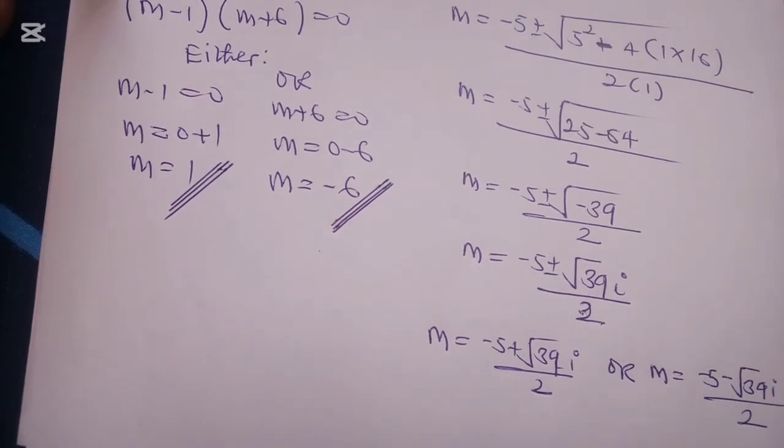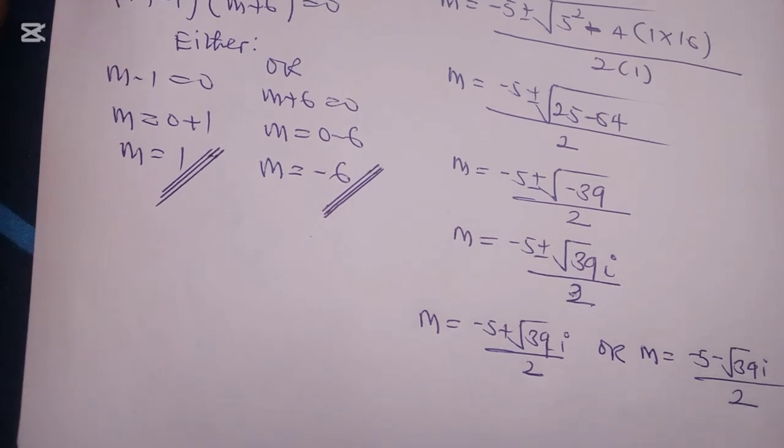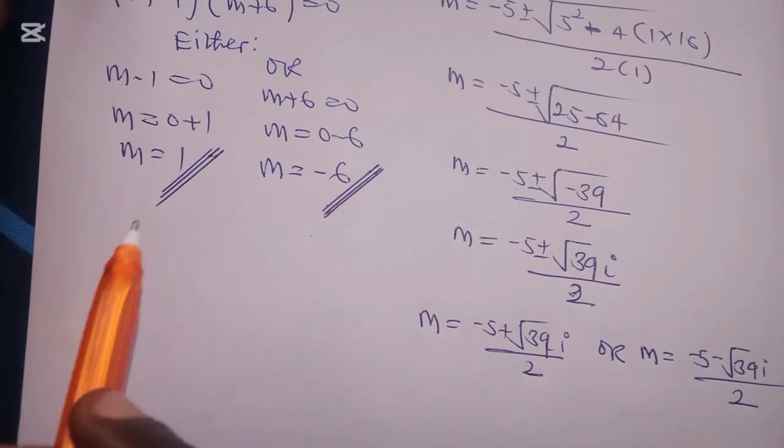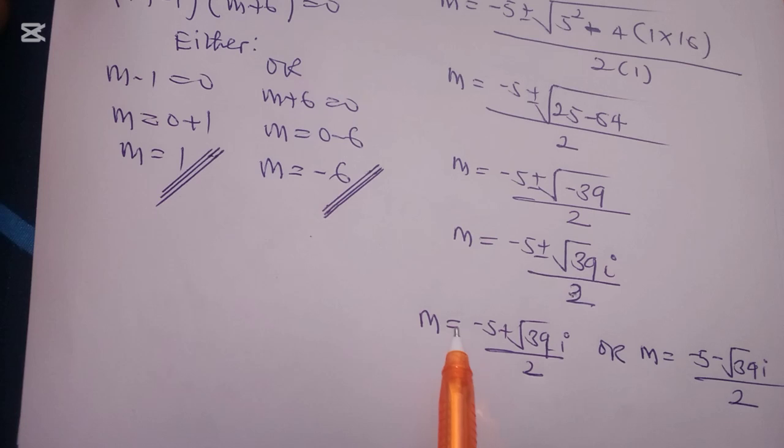So these are the 4 possible values of m that we have to find in respect to this problem that we are given. The first one is m equals 1, this is m equals minus 6, this is m equals minus 5 plus the square root of 39i divided by 2, and another one is minus 5 minus the square root of 39i divided by 2. So these are the 4 possible values of m that we have to find in respect to this Olympiad question that we are given.